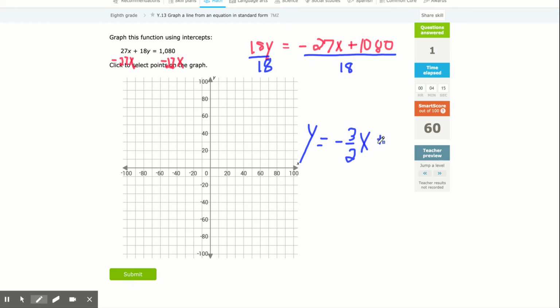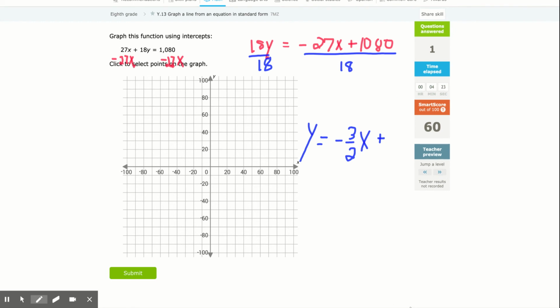Now I'm going to get a positive y-intercept because I got a positive divided by a positive. This is the one where I might take my calculator and just divide. 1080 divided by 18, and I'm using a calculator, makes it a little quicker, is 60. So that tells me that my y-intercept is 60. So again, my scaling system goes up to 60. So I have 60 on the y-axis.